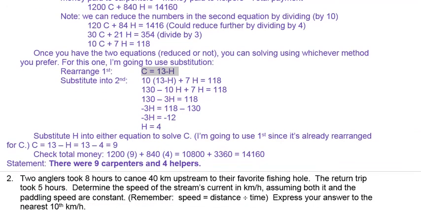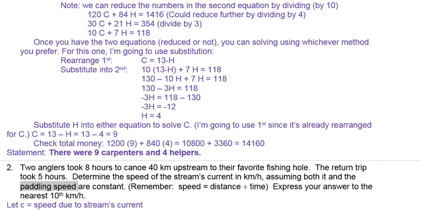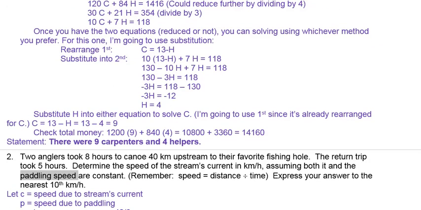Second question involves a little extra equation here. We've got speed equals distance divided by time. So when we're given a hint like that, we know we're going to have to use it somehow. Reading through the question, we can see that we need to know the speed of the stream's current. We're not specifically asked it, but we're also going to have to figure out the paddling speed. So that's our two variables.